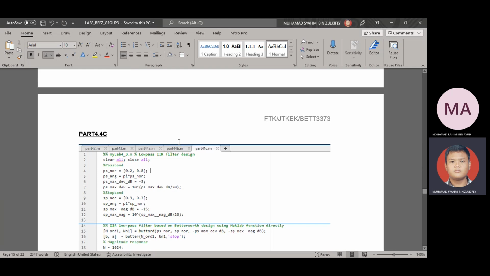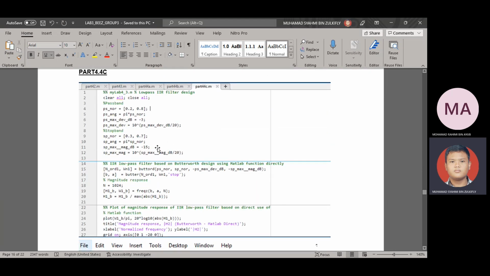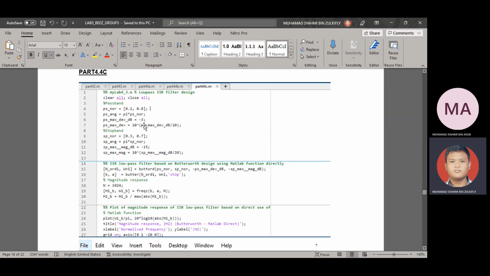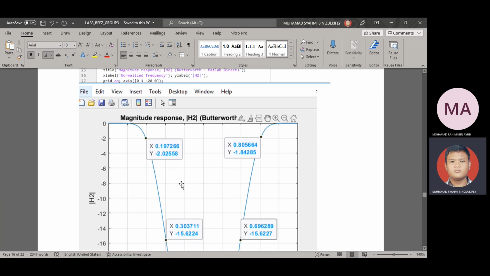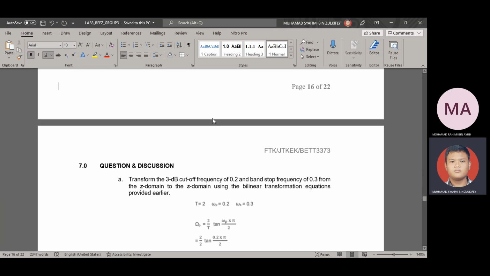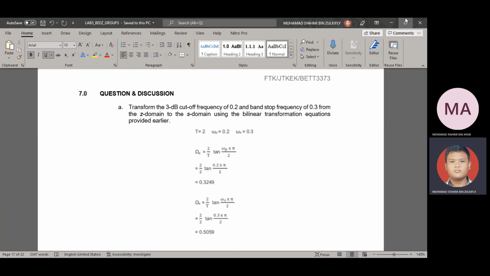Okay, for the next part, if we want to get the graph like this, we need to set 0.2 and 0.8 for the band pass, and it also sets the maximum dB for the stop band, set to 0.3, 0.7 and -15, and change the IIR filter to stop, and the graph will come out like this. Okay, for the next part, Rahimi is going to explain his part.